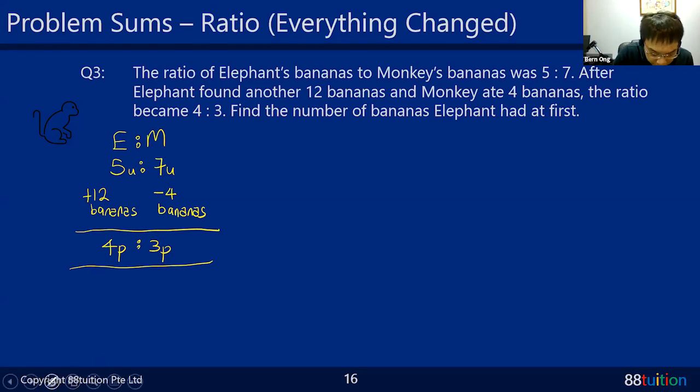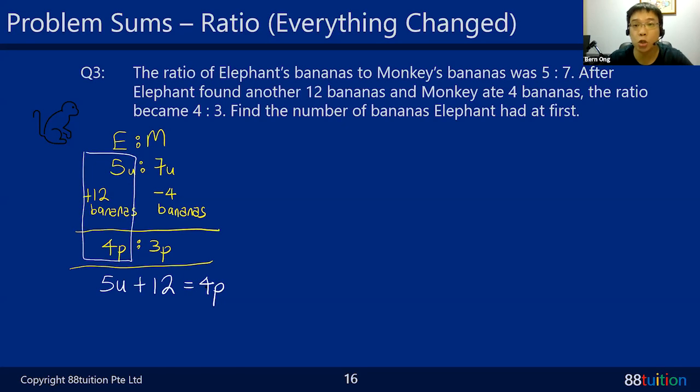So what do you do now? You write the story from top to bottom. What's the story for the elephant? Elephant, 5 units plus 12 bananas is equal to 4 parts. That is the story for the elephant. Why do you call it parts? Because I want to differentiate between something called units and parts. They are two separate things.